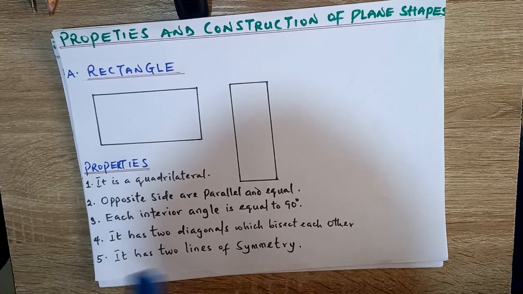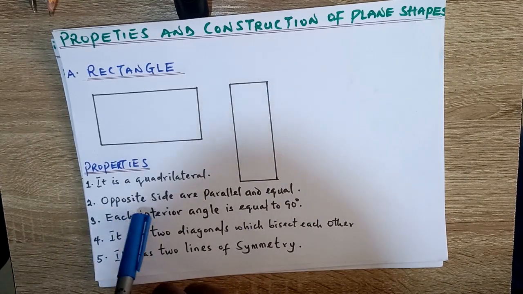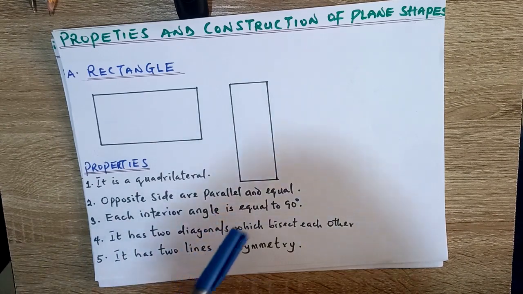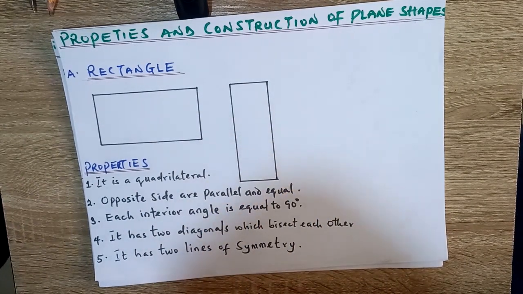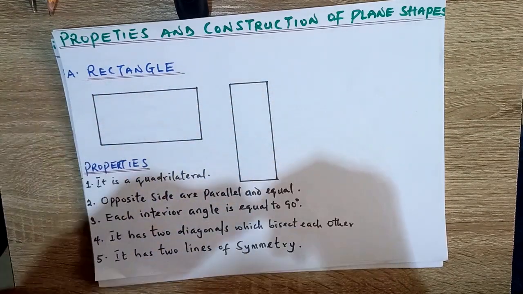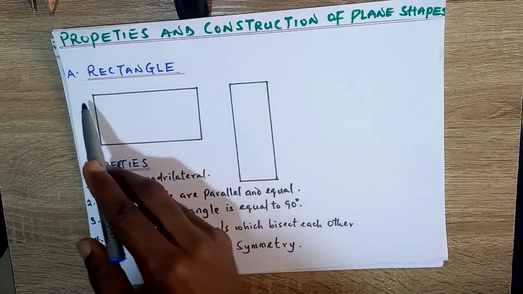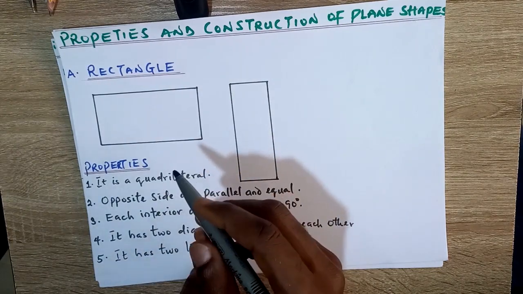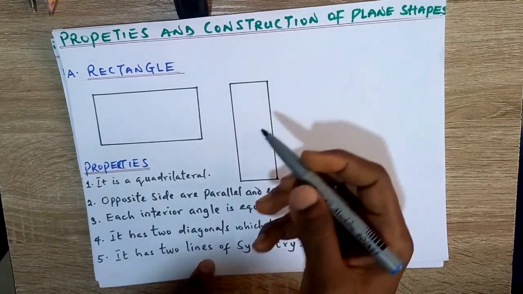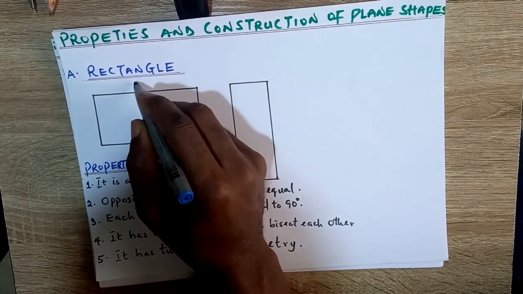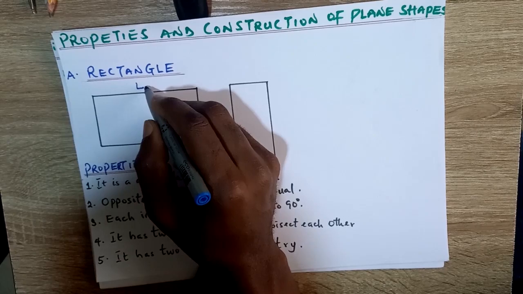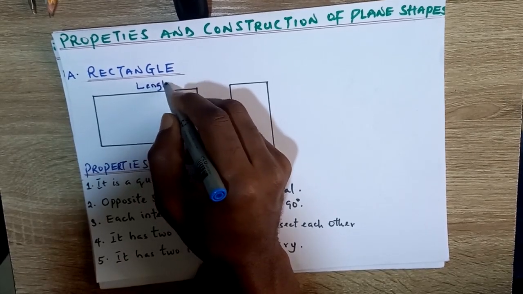Okay? The second property here is that opposite sides are parallel and equal. Now we have a rectangle this way. A rectangle usually has four sides. But of these four sides, two are always equal and parallel. So the longest side of the rectangle is called the length, which we call L. You can write it as the length.